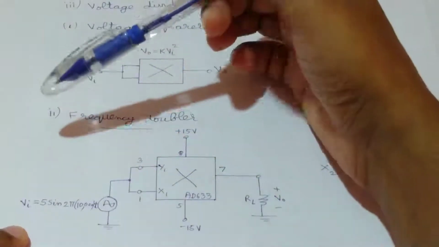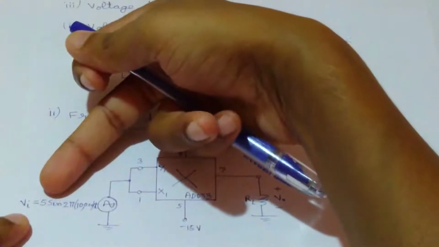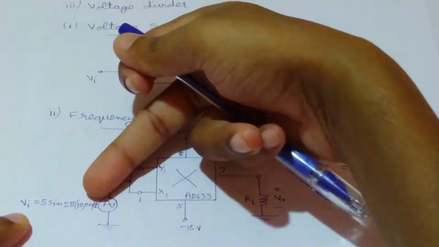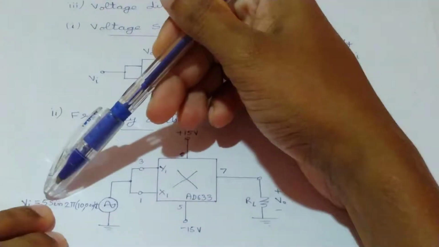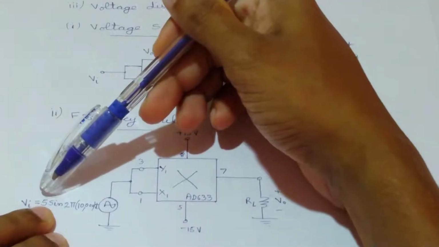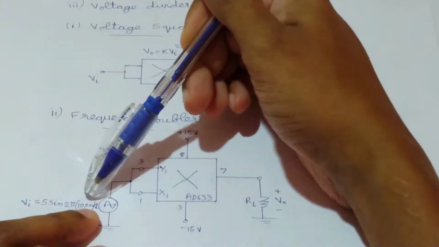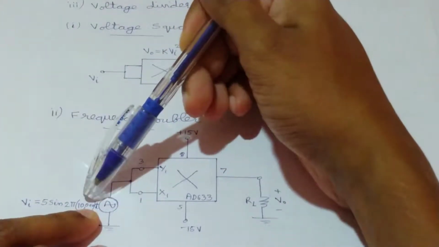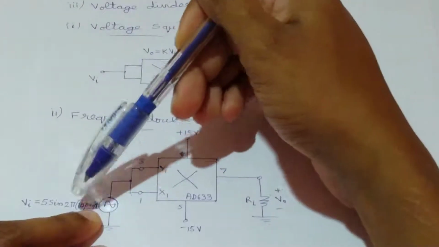Now as an example, consider our input voltage Vi is equal to 5 sine 2 pi into 10,000 into t. So our Av, or the peak amplitude of the sinusoidal signal, is 5 and the frequency of the sinusoidal signal is 10 kilohertz. Let's now check how we will get the output for this input signal.